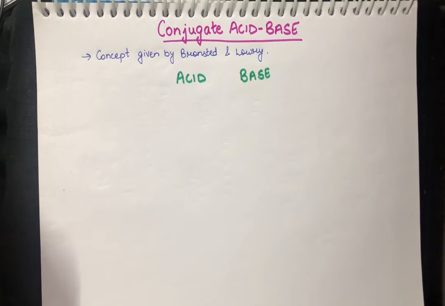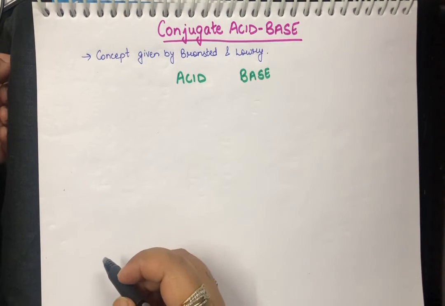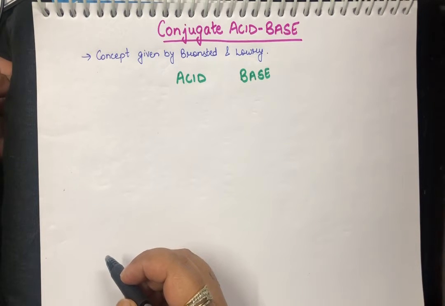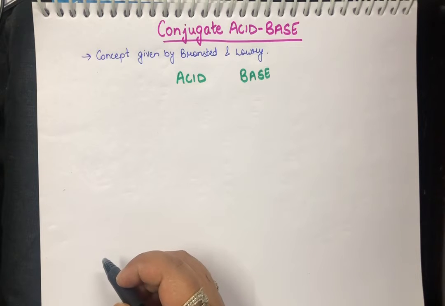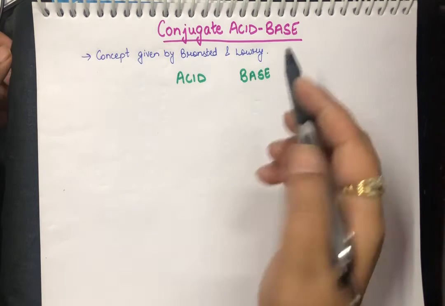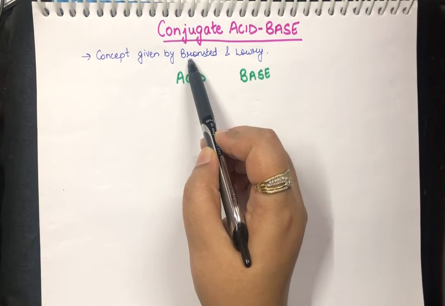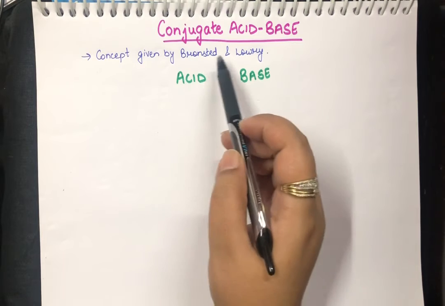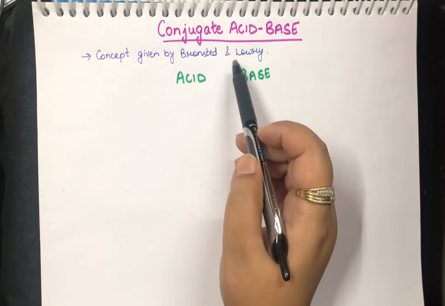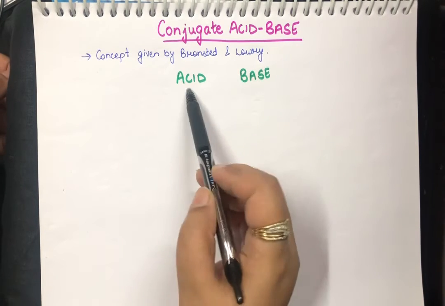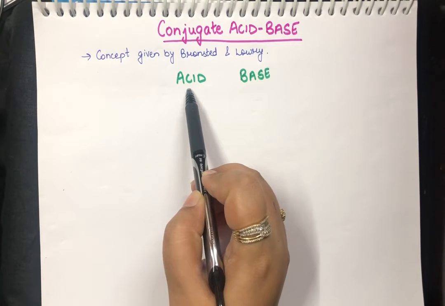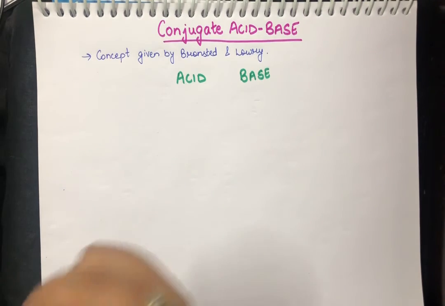Hello students, in this video I am going to talk about the conjugate acid base pair, the theory which was given by Bronsted and Lowry, and the trick how to find out the conjugate acid and base of a given molecule. This conjugate acid base theory was given by two Danish chemists named Johannes Bronsted and Thomas M. Lowry. And according to their concept, acid was a substance that was capable of donating a hydrogen ion.